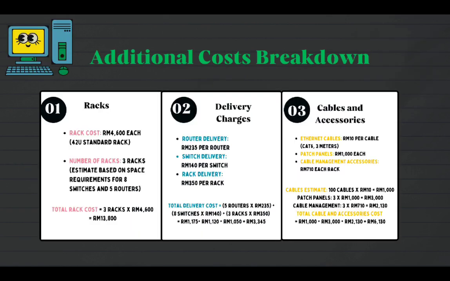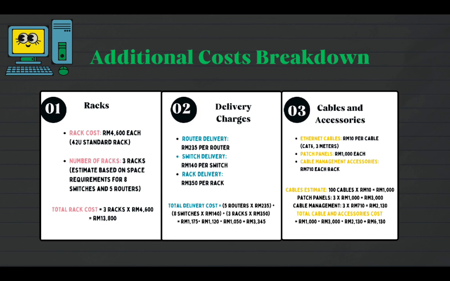After that, we go to the additional cost breakdown. For the first one is racks. Rack costs 4,600 ringgit for each, and we're using 42U standard rack. And number of rack that we use is 3 racks. It is estimated based on space requirement for 8 switches and 5 routers. And for the total rack cost is 3 racks multiplied with 4,600 ringgit, we got 13,800 ringgit.